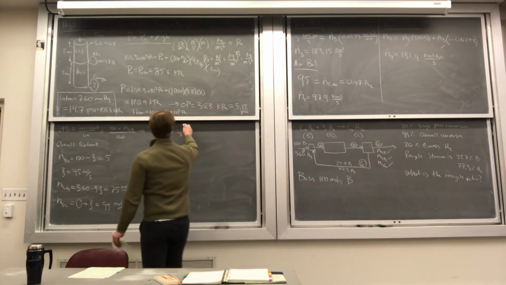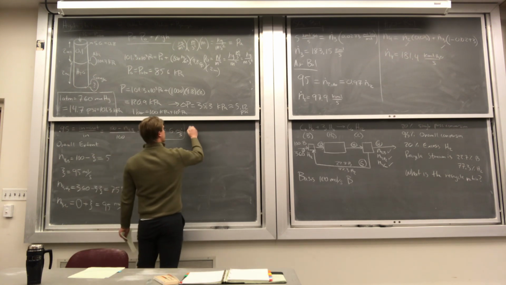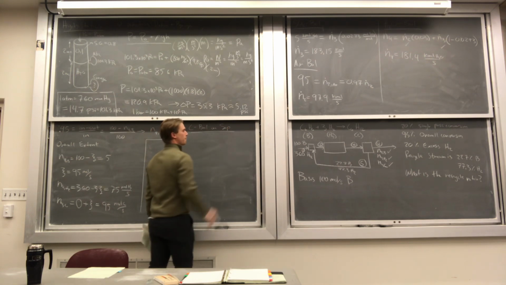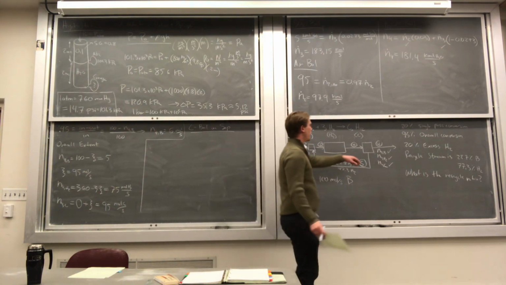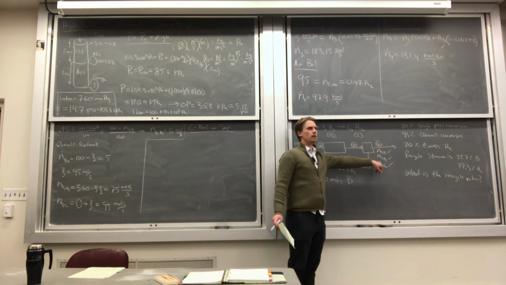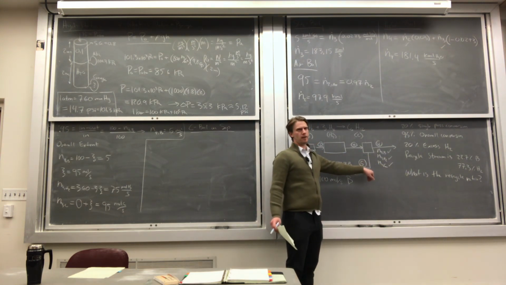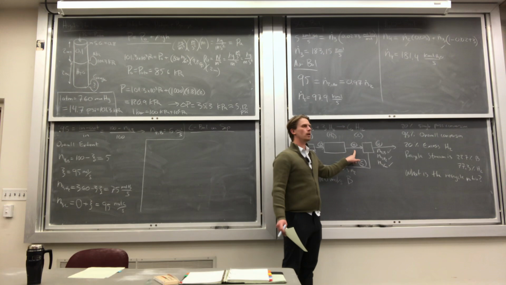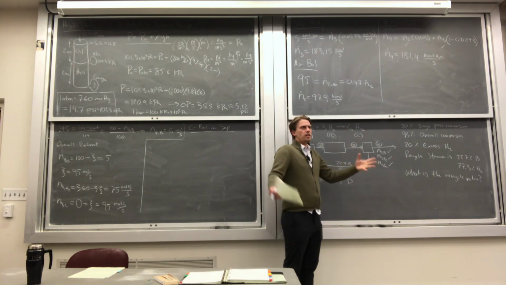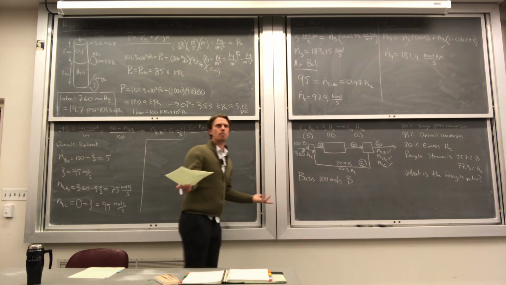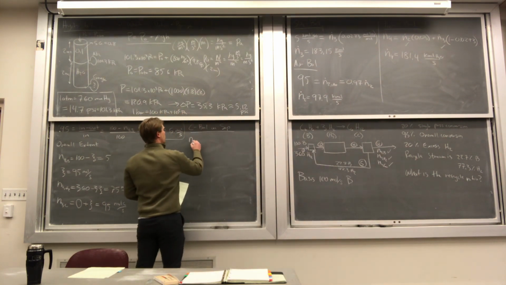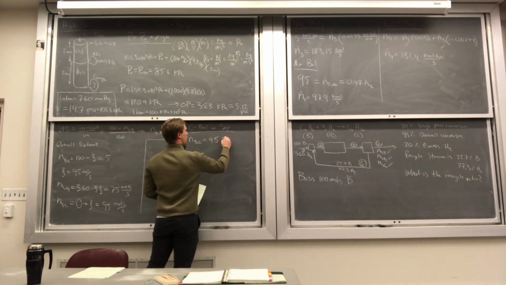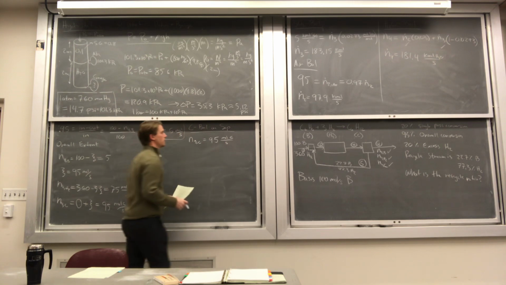We can do a cyclohexane balance on the separator. I have cyclohexane leaving in stream 4. None of it is leaving in stream 5. So that means all of the cyclohexane in stream 4 is in stream 3. We did this in our heads, but that's a cyclohexane balance on the separator. So that tells us that N3 cyclohexane is 95 moles of cyclohexane per second.